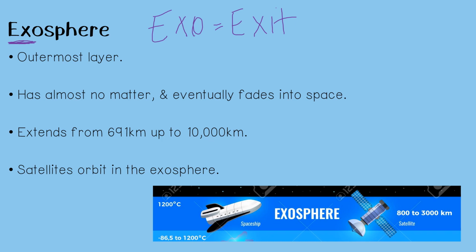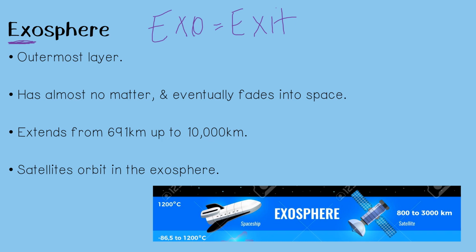If you think of photos or movies, like a lot of the Avengers movies, where they're out in space, every now and then you'll see a satellite orbit. That is the exosphere. The exosphere is closest to outer space.